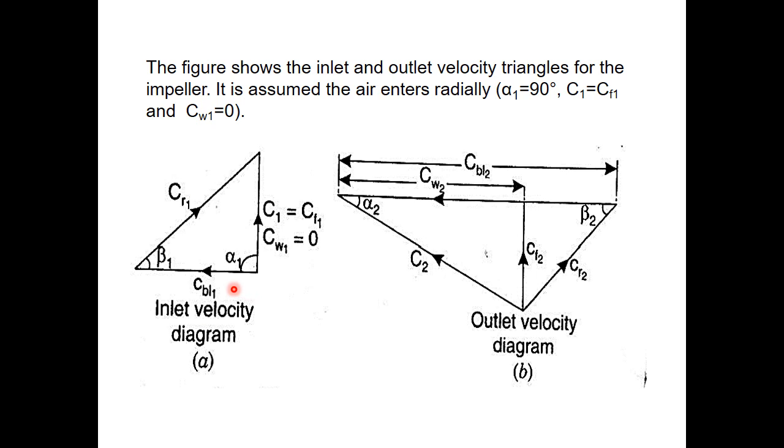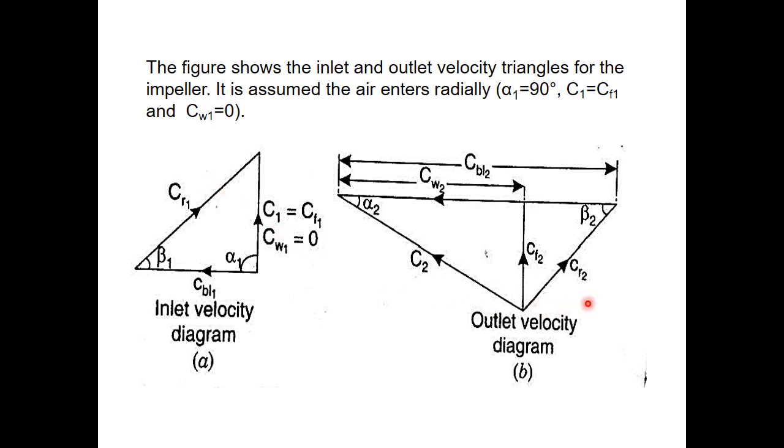CBL1 represents blade velocity, which previously we used to represent as U1. So instead of U1 we will write CBL1, and instead of V1 it is C1. C1 will be equal to the flow component, CF1, since the whirl component at inlet is 0, CW1 is equal to 0. CR1 is used to represent the relative velocity at inlet instead of VR1.